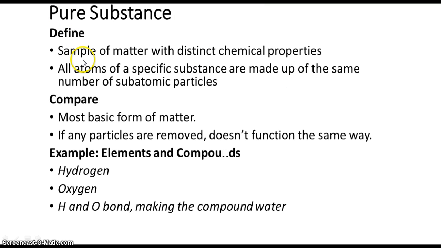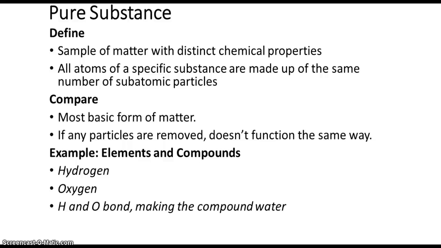Pure substances. Go ahead and stop if you need to write all these things down, but I am going to explain them. So pure substances are made up of matter, primarily elements and compounds that have a distinct chemical property. That particular sample of pure substance is always going to behave the same, regardless of what day of the week it is, or whether it's summer, or whether you are experimenting with it, or I am experimenting with it. It's predictable.